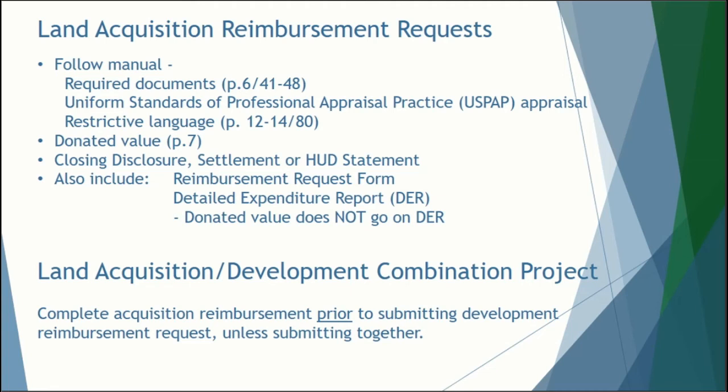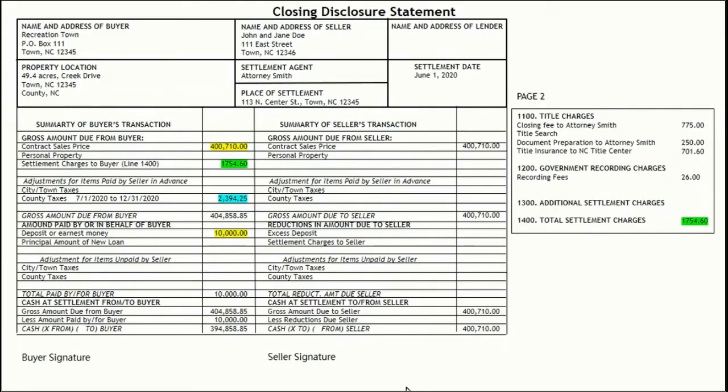Now, let's look at some of the documents I have just referenced. The closing disclosure statement clearly shows all expenses incurred with the land transaction. You see the contract sales price, your settlement charges, which are further outlined and broken out on page 2 of a closing disclosure statement, your county taxes, and then you'll see here earnest money was paid. That was money paid prior to closing towards the purchase price of the property.